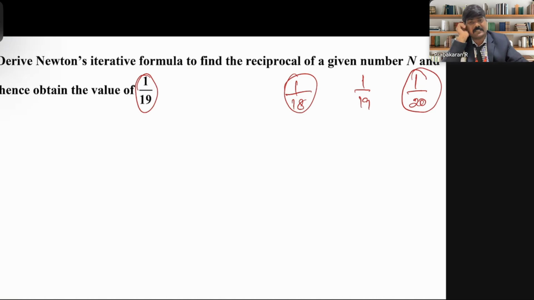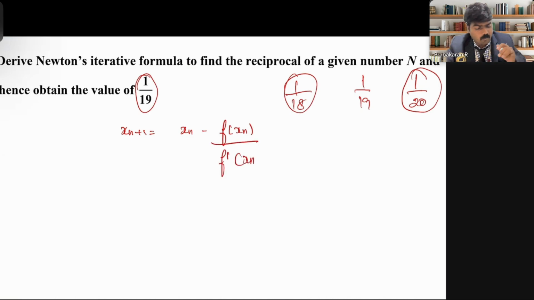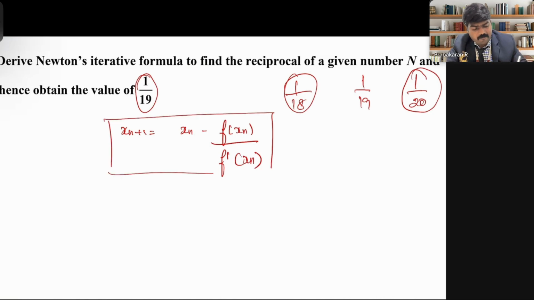Before that, we have to derive the generalized formula. We know that the Newton-Raphson formula is x n plus 1 equal to x n minus f of x n by f dash of x n. This is the most general formula, and by using this formula we are going to derive it. Before that, we have to convert the given problem into a mathematical equation. Derive Newton's iterative formula to find the reciprocal of a given number. Reciprocal means we take x equal to 1 by n.